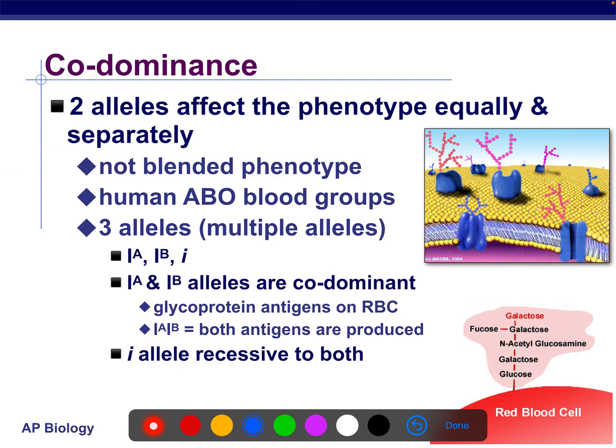Codominance is when two alleles equally affect the same phenotype. And so this is something that's not blended. You actually, in some cases, will end up seeing both alleles expressed equally at the same time. And so blood type is really interesting because we see a couple different types of dominance, or a couple different types of inheritance in play.